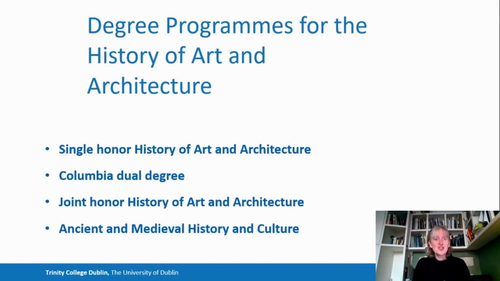Now, for those who are interested in studying the history of art and architecture at Trinity, there are a number of degree programmes. We offer single honour in the history of art and architecture. This can be taken as part of the Columbia dual degree, where students study their first 2 years in Trinity as part of the single honour history of art and architecture, and then they move to Columbia in New York to complete their degree, and they will emerge with a degree from both universities. You can also study the history of art and architecture as part of a joint honour or as part of the degree in ancient medieval history and culture.